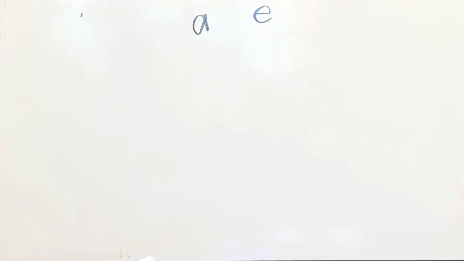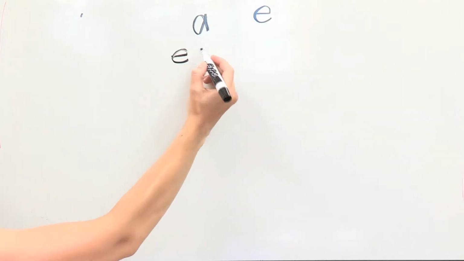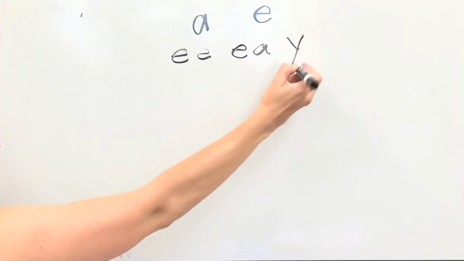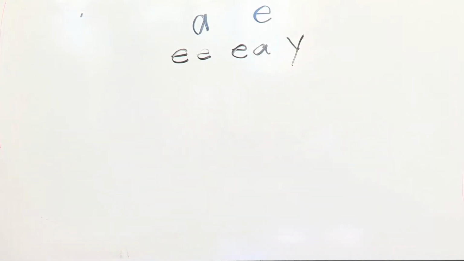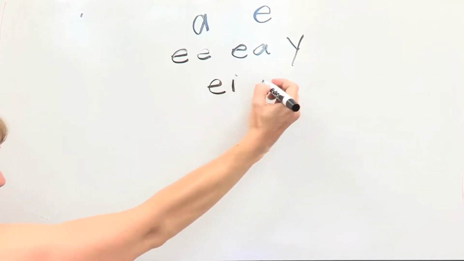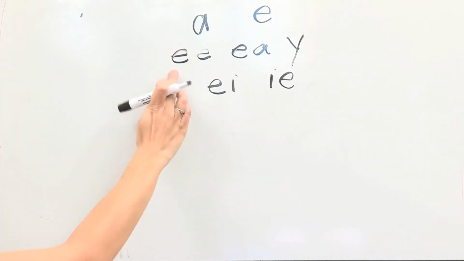Okay, long E. Going to long E, we have EE, EA, and Y. And also, we're going to get into it, we have EI, and then we have IE. Long E, there are a lot of patterns besides your E consonant E. So let's look at double E.